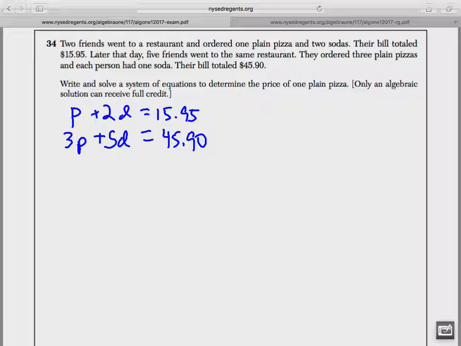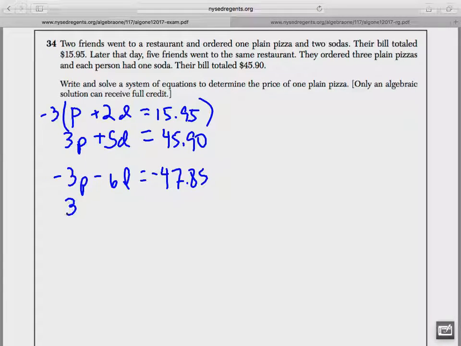Now, what do I have to do at this particular point? So you have to do the inverse, I guess, for the sodas and drinks to cancel out each other. I think inverse is the wrong word. I need to multiply the top one. I think the easiest thing to multiply by is -3, because that makes the pizzas match. So I multiply by -3, and I get -3p minus 6d is negative 47.85.